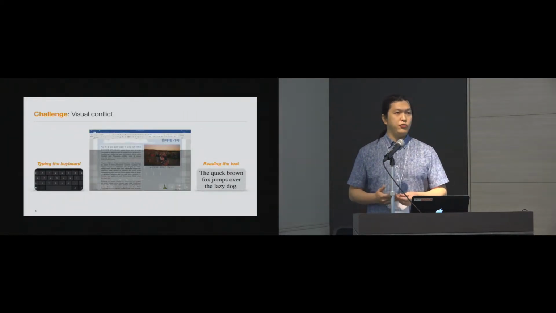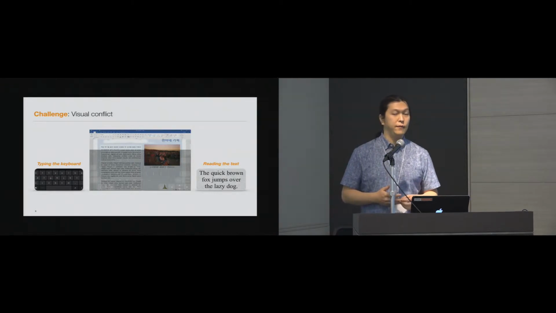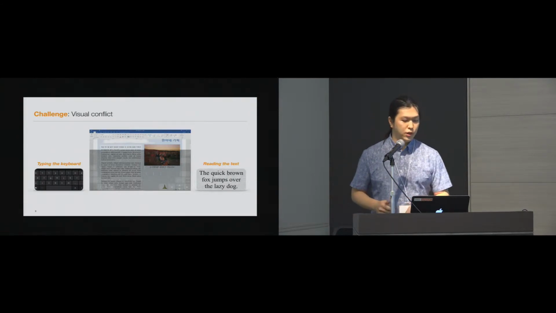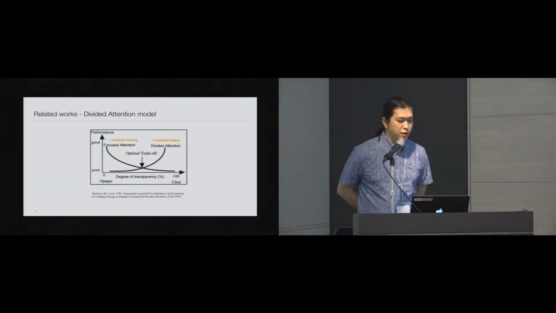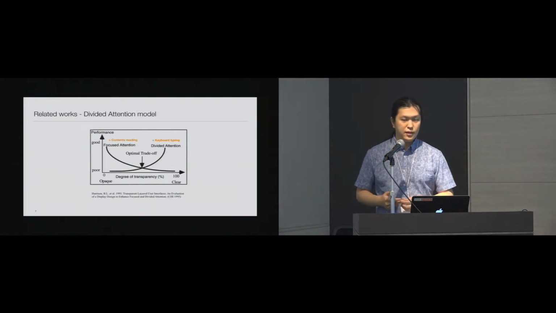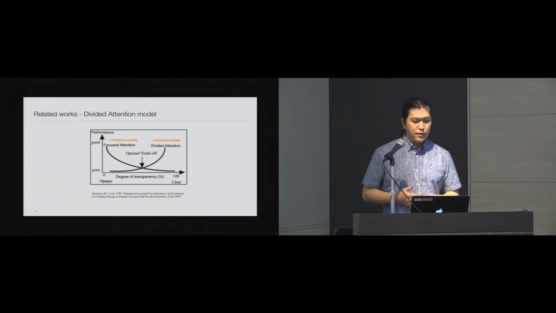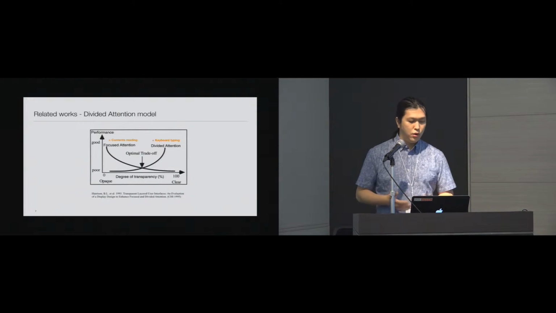However, there is a visual conflict between the keyboard and the contents. I only assume the keyboard in the text editing context, so I only tested the conflict between the text and the keyboard in this work. They are conflicting for visual attention between typing on the keyboard and reading the text behind the keyboard. In fact, this is the problem of the divided attention model from 1995. If two layers are competing with each other, the degree of transparency is a key attribute that a user can control, and there is some optimal trade-off point which satisfies both.